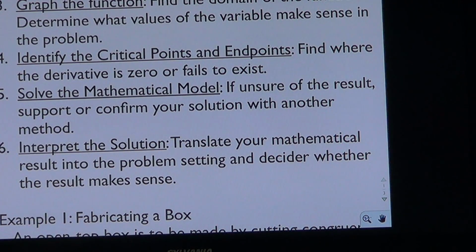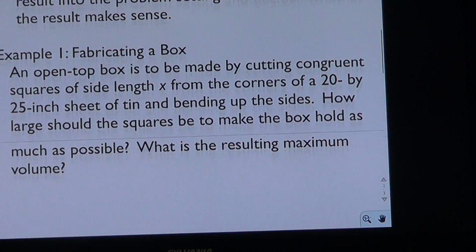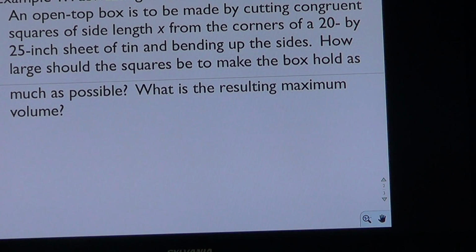Okay? Alright. So, an open top box is to be made by cutting congruent squares of side length x from the corners of a 20 by 25 inch sheet of tin and bending up the sides. How large should the squares be to make the box hold as much as possible? What is the resulting maximum volume? Okay, so first, what is important?